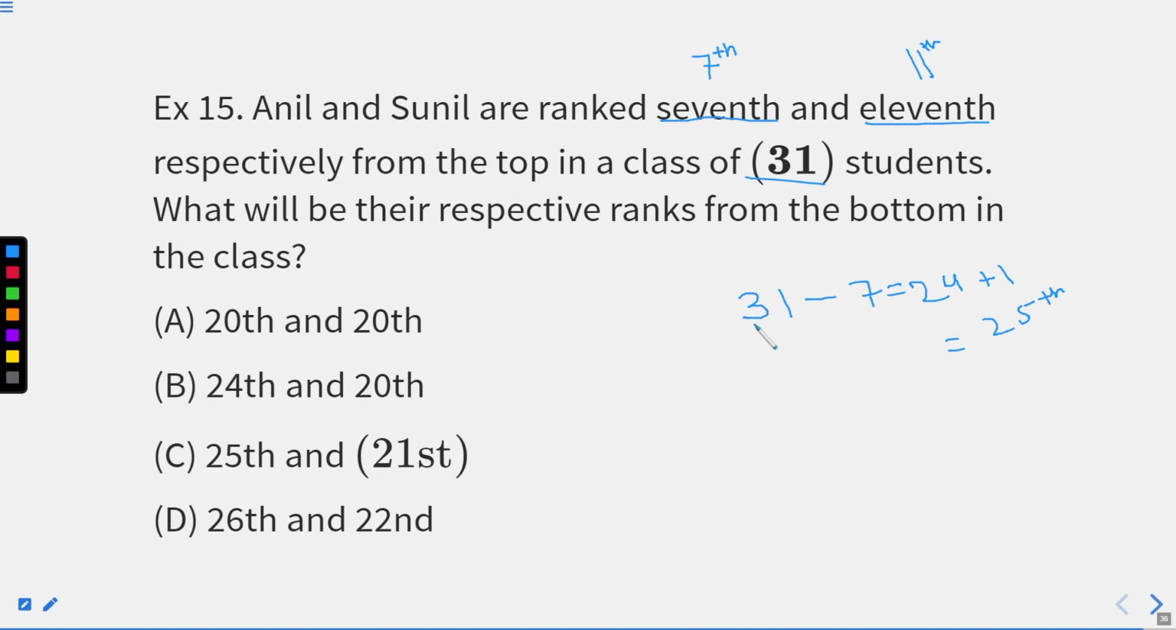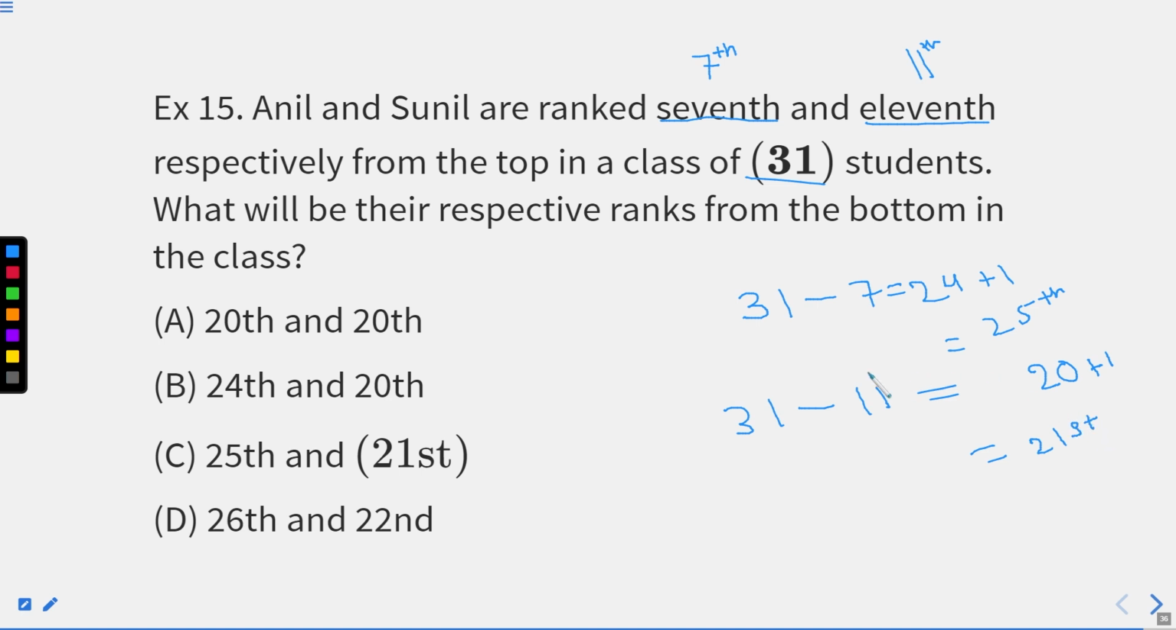Why are we adding 1? Because from the total number, if we are subtracting 7, which is the rank of Anil, and we need to find the rank of Anil itself. Now as we have subtracted 7th position basically, while we are getting 24 as an answer, we need to add 1, which is again adding the rank of Anil. So for Sunil, we'll do the same thing. Total number of students is 31, subtracting his own rank, that is 11th. What are we going to get? We are going to get 20, and adding 1 in order to take his rank back from the bottom appears to be 21st.